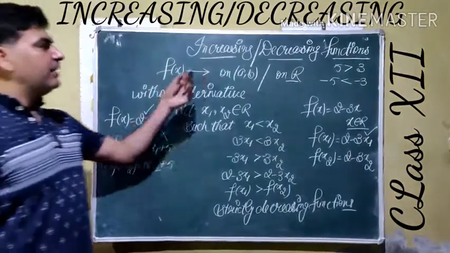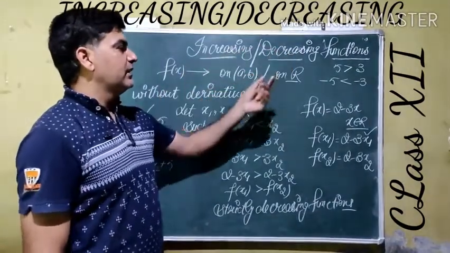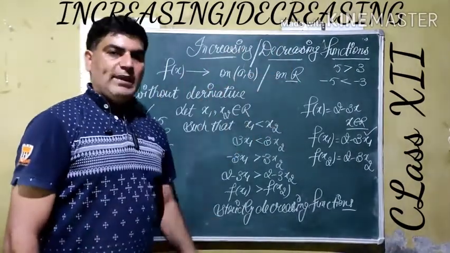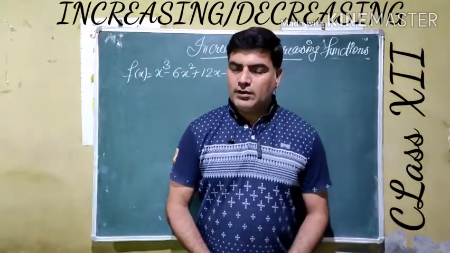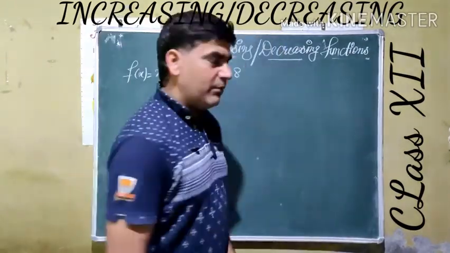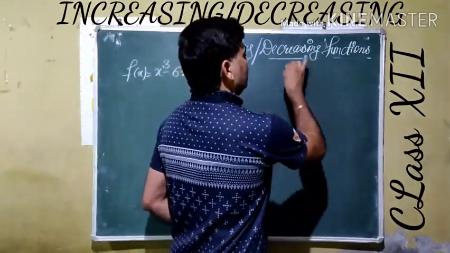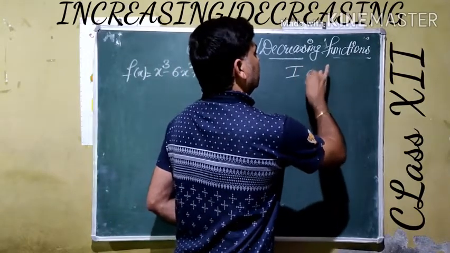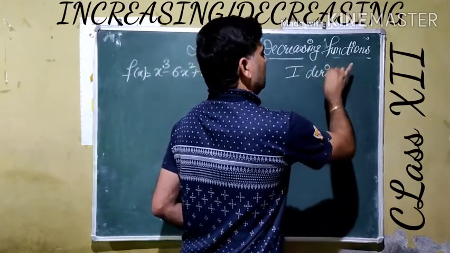So like this, without using the derivative, we can identify whether the given function is increasing or decreasing on the given domain. Now we are going to discuss the second type of method, that is known as the first derivative rule.